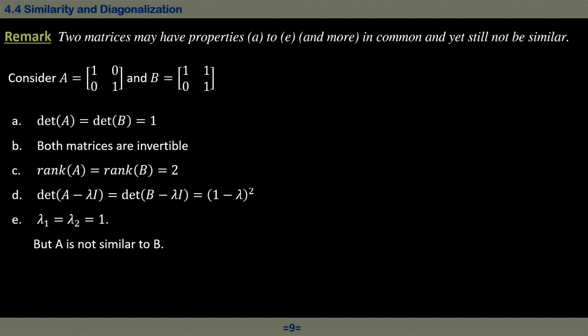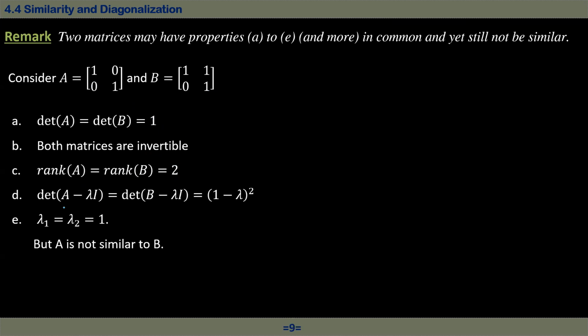So to see this, let's look at this example. Consider matrix A, the identity matrix 1, 0, 0, 1, and B, 1, 1, 0, 1. So determinant of A, if you calculate this, is equal to 1. Determinant of B is also equal to 1. And both matrices are invertible, right? If you check this, since the determinants are not equal to 0, they are invertible. And rank of A is equal to 2. We have two linearly independent vectors here. And the rank of B is also equal to 2.